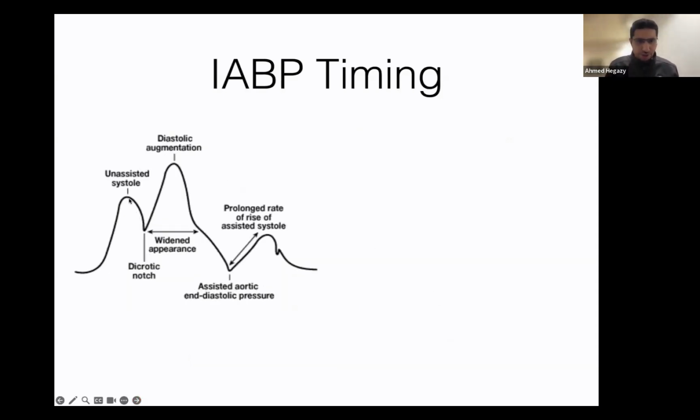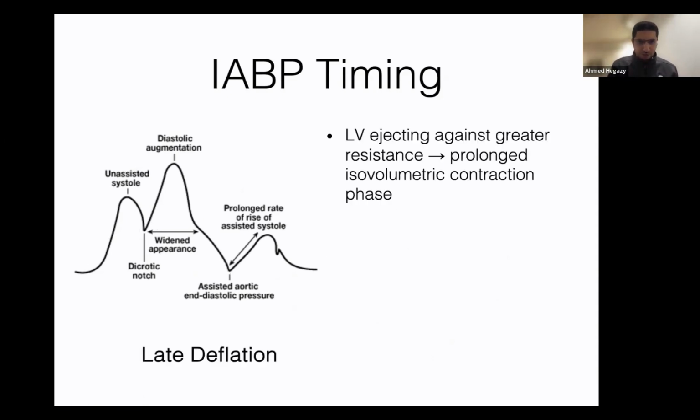What about this tracing here? You see that it's inflating at the correct timing, right at the dicrotic notch. It's augmenting very well, but then it's deflating quite late. And you can see here that with late deflation, what will happen is the balloon pump will remain open, and the ventricle is trying to contract against a balloon pump that's inflated. So you're increasing the work of the ventricle because the balloon pump remains inflated during systole here, because it's not deflating at the proper timing. It's deflating more late. So the LV will be ejecting against greater resistance because your balloon pump is still inflated.